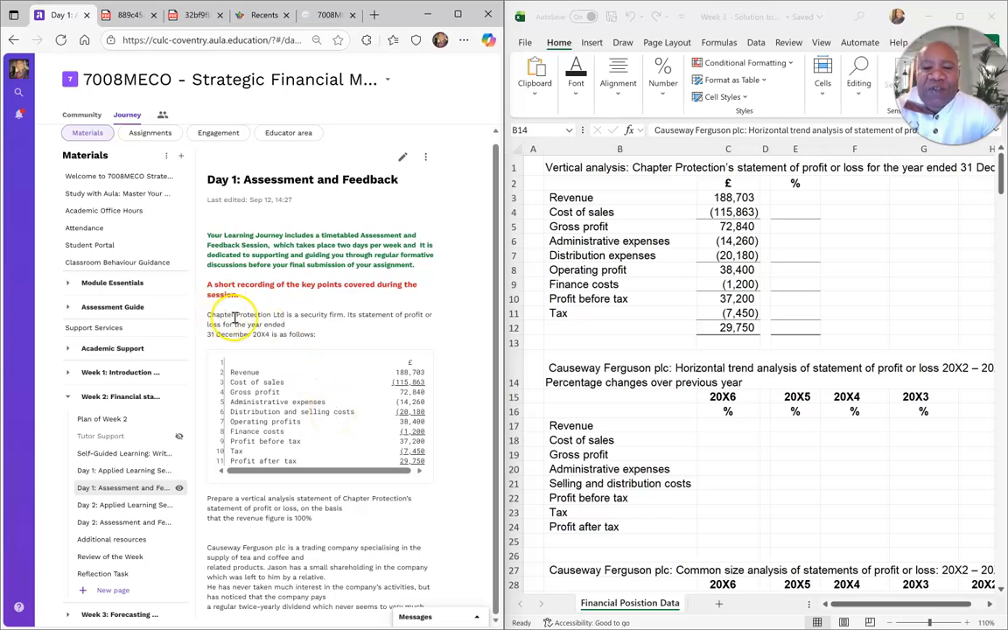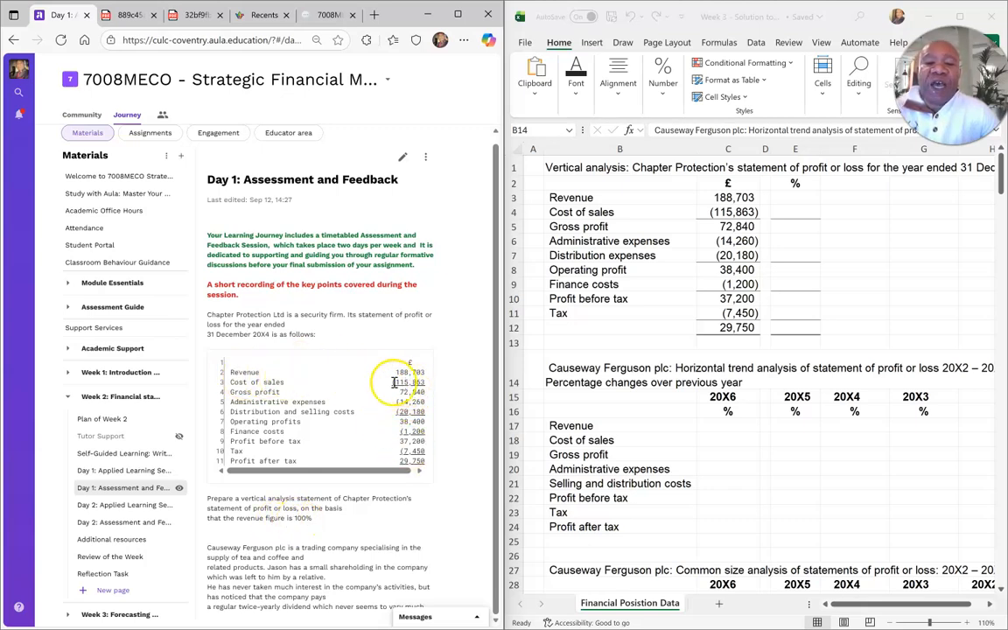So here is the question. Chapter Protection Limited is a security firm. Its statement of profit or loss for the year ended 1st of December 2024 is as follows. So you have the profit and loss account, which I have replicated here on the spreadsheet. Now, we are asked to prepare a vertical analysis statement of Chapter Protection's statement of profit and loss on the basis that the revenue figure is 100.